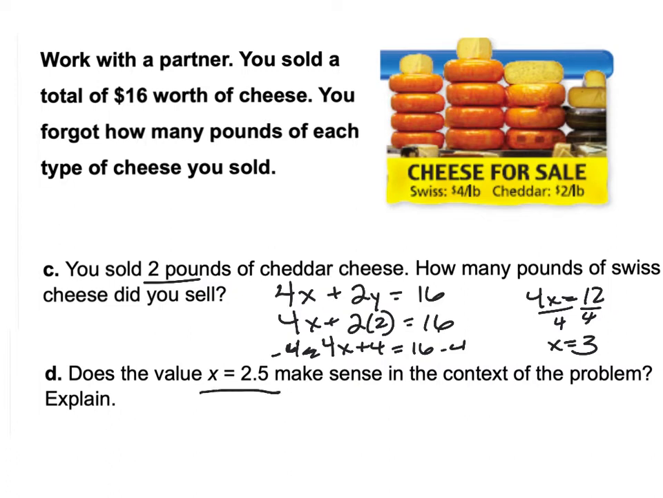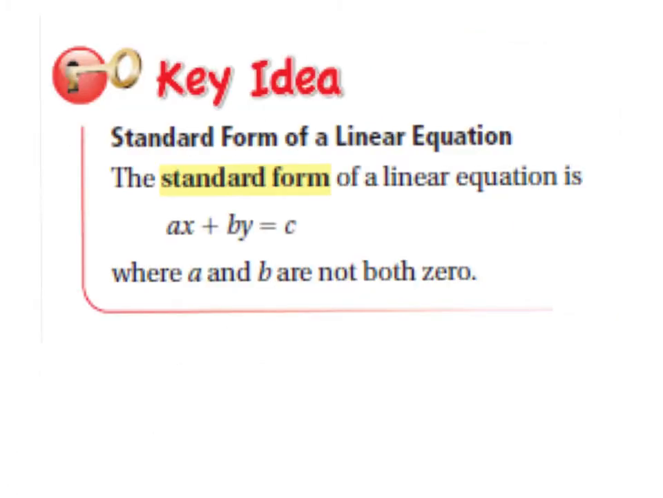Does the value of 2.5 make sense in the context of this problem? Can we buy 2.5 pounds of cheese? Yes, here we can. But for the previous problem, could we buy 2.5 tickets? No, that you could not. So you have to think about the context that the problem is in. So this I want in your notes, please.